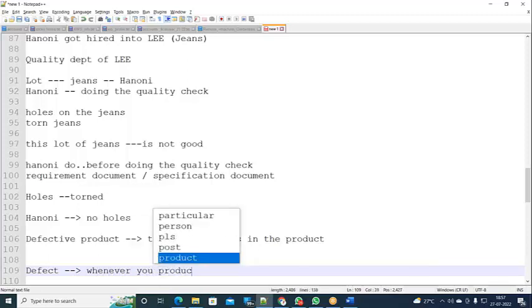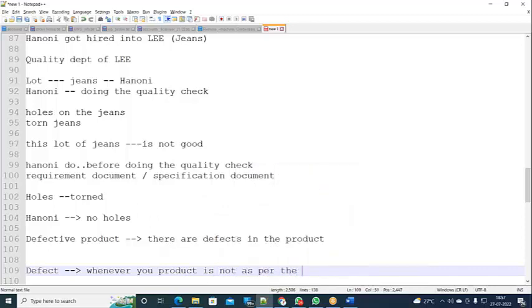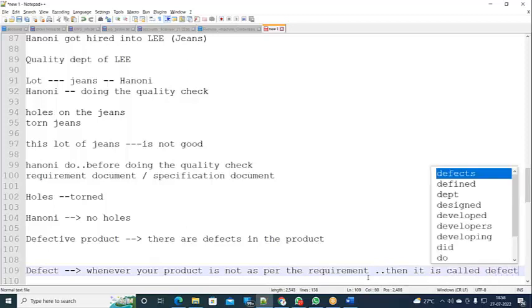Whenever your product is not as per the requirement or specifications, but specifications is used for something like jeans. But in software, we use the word requirement. So let me start using the word requirement. Who gives the requirement? Your client gives the requirement. So if it is not as per the requirement, then it is called a defect.